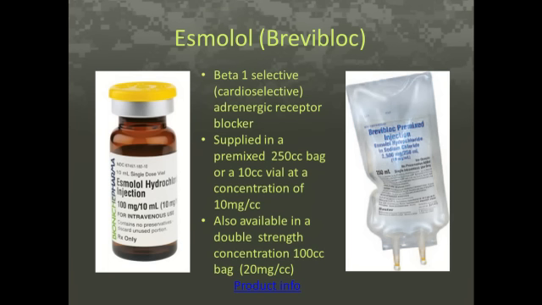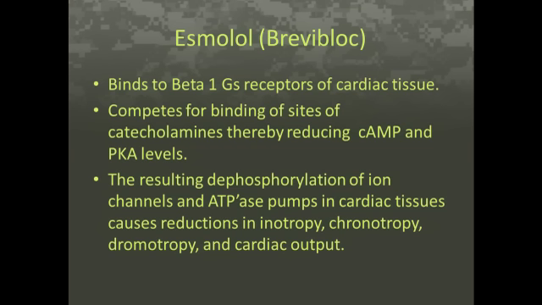When administered, it attaches to the beta-1 receptors in the cardiac tissue. It competes for these sites with catecholamines such as norepinephrine and epinephrine. The result is a reduction in cyclic AMP levels. This results in a reduction in phosphorylation of ion channels and ATP pumps within the cells. The ultimate result is a reduction in inotropy, chronotropy, dromotropy, and cardiac output.